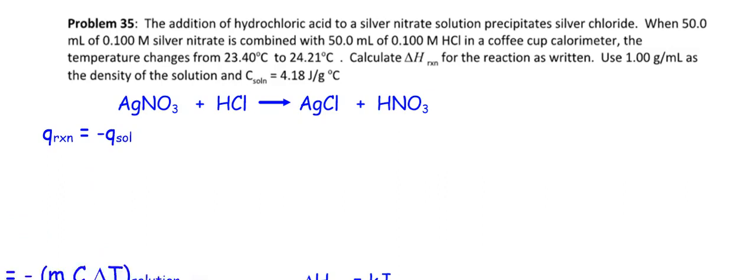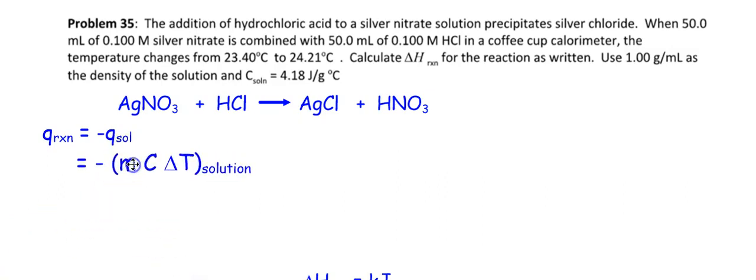So what do we have here? We have, again, negative m c delta T. So what's the mass here? This is combined. Visualize putting 50 mL of silver nitrate with 50 mL of hydrochloric acid. So combine those volumes. Jot that down. You need to combine those volumes. So what's your total volume of your solution? It's 100 mL. That's right.